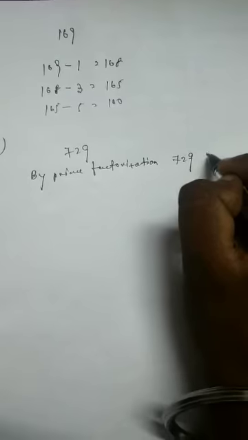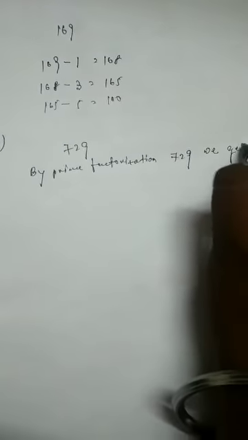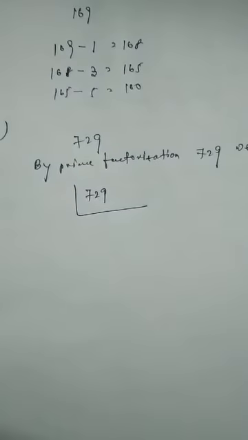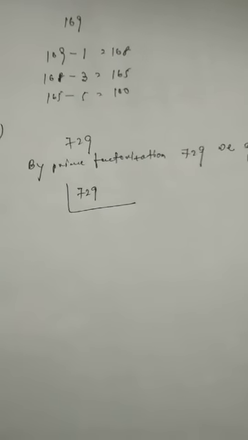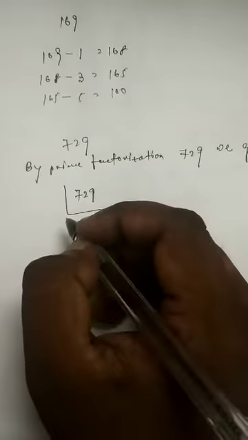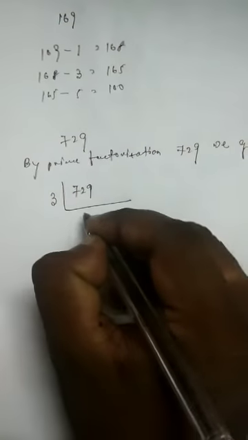By prime factorization of 729 we get, so I'll write 729. I'll break this number. This number is divisible by which number, children? I'll prefer to take 3.